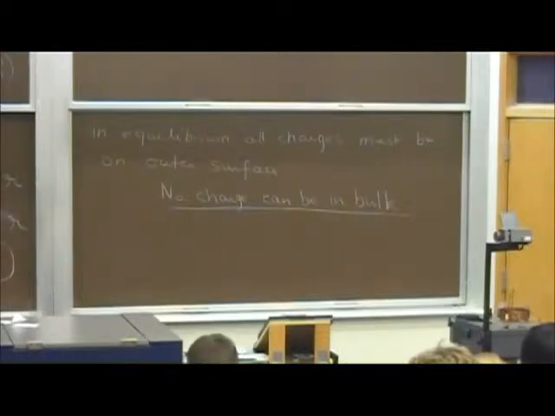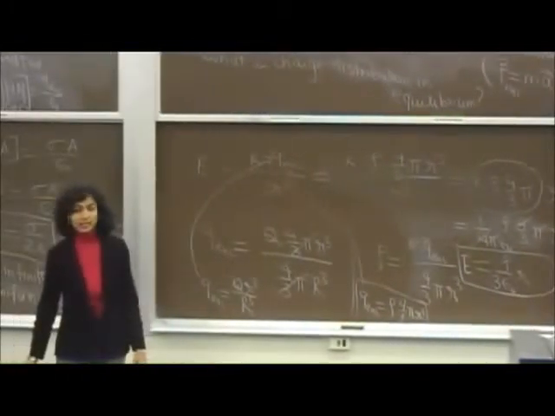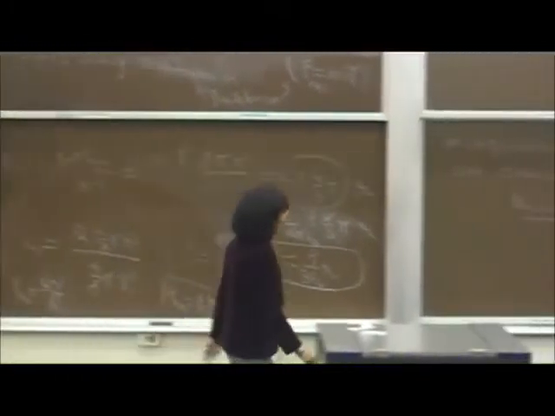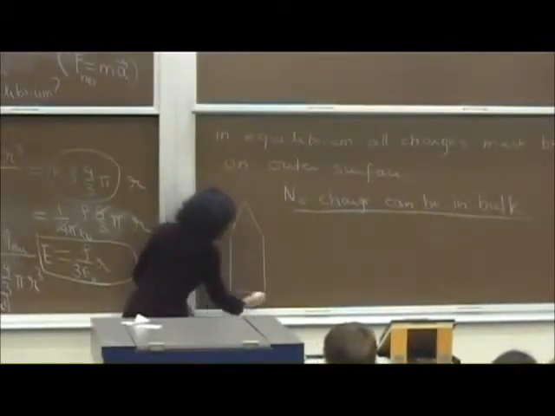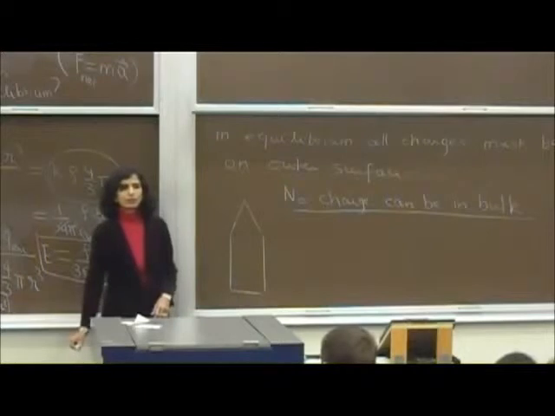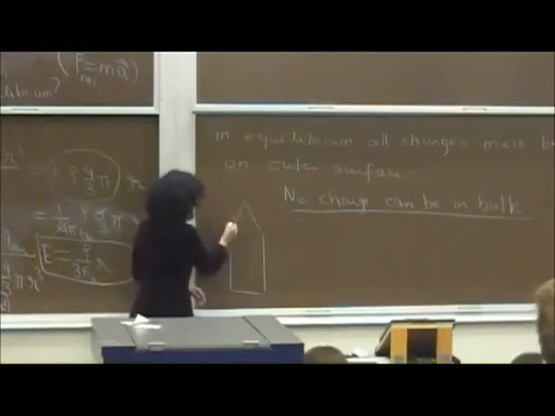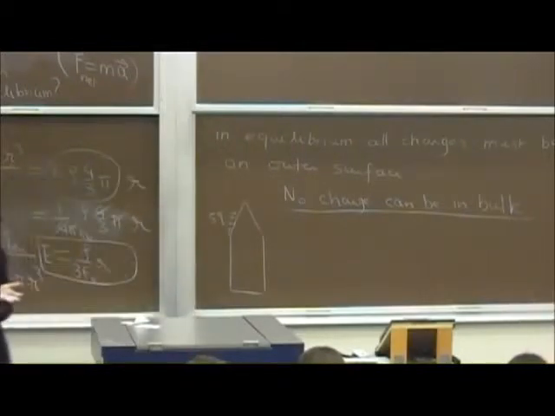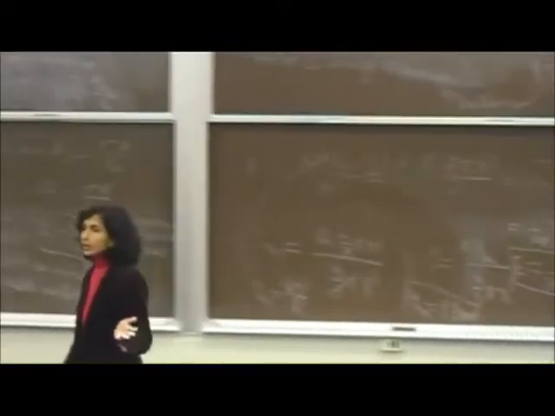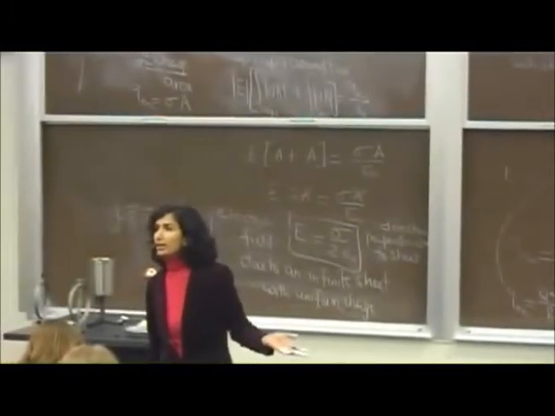Okay. Now, what if the conductor was not spherical? What would happen in that situation? So, for example, if you had something that looked like this, and I dumped some charge here. Let's say I dump some charge, which is 5q. The charge can be positive or negative. It doesn't really matter. What will happen?